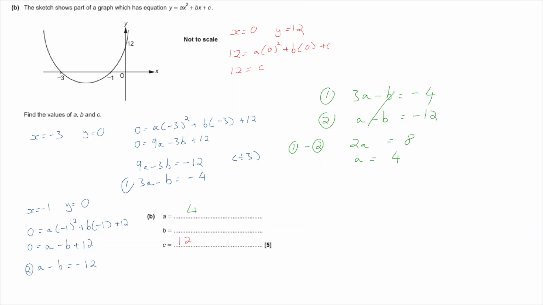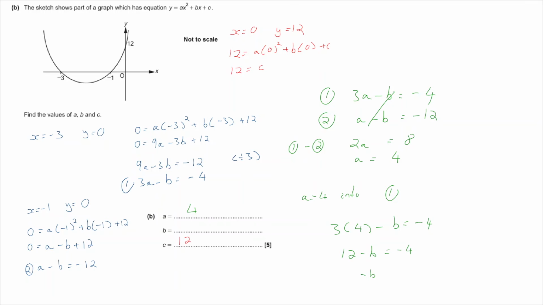That is good. Now to go and get the value of b, I can go and put a equals 4 into either of my equations. So let's go and put it into equation number 1. So it's going to be 3 times a, which is 4, take away b equals to minus 4. So 3 times 4 is 12, take away b gives you minus 4.